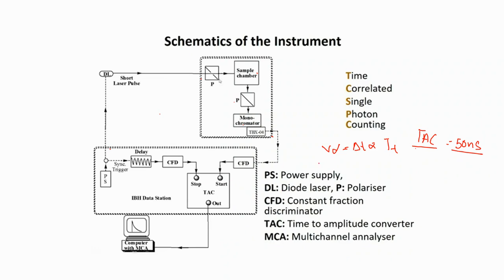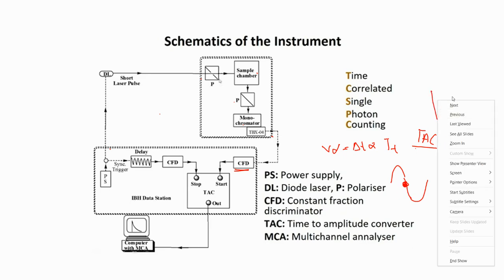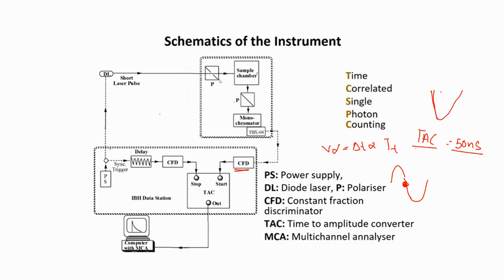Now if you're talking about CFD, what does it stand for? CFD stands for constant fraction discriminator. What does it help in? It produces zero crossing pulses. If you do not get clean peaks, and they are crossing each other, we get discrepancies which hinder the experiment. The CFD just prevents those.